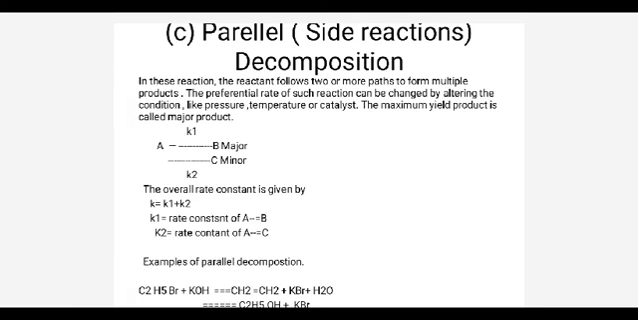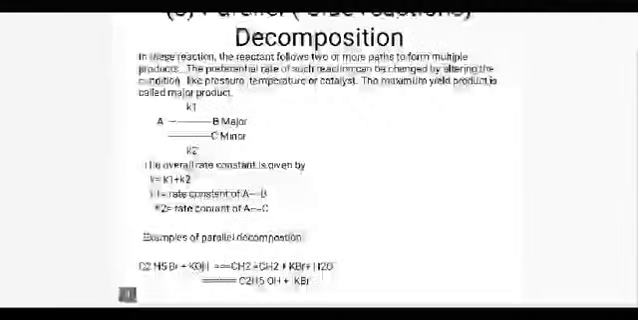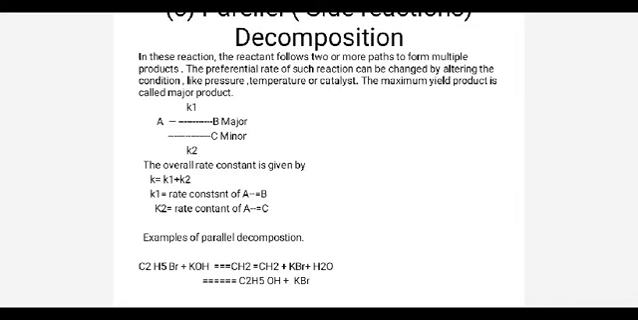Example of parallel decomposition: C2H5Br plus KOH equal to CH2 double bond CH2 plus KBr plus H2O, C2H5OH plus KBr.